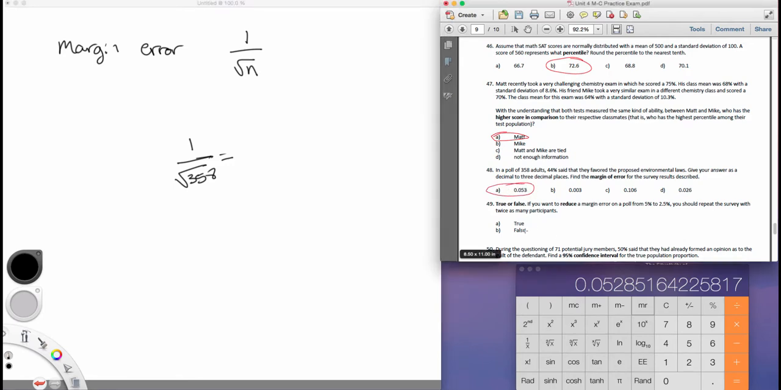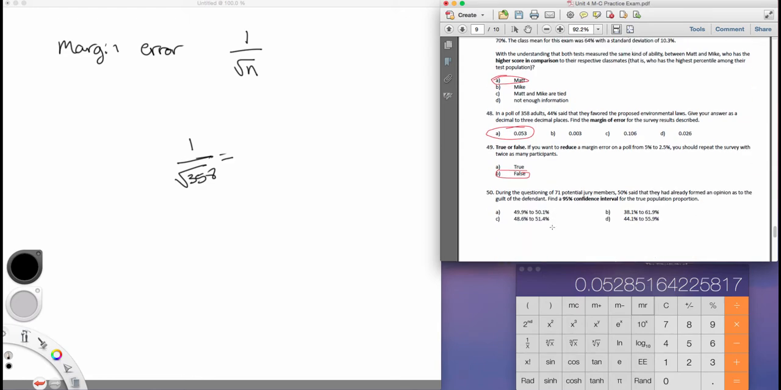Okay, 49. True or false? If you want to reduce the margin of error of a poll from 5% to 2.5%, so we're cutting our margin of error in half, we should increase the survey to twice as many participants. And actually, that is false. The reason is that if we were to double our participants, notice by taking the square root, our margin of error would only shrink by the square root of 2, or 1.4. If we want to halve it, we're actually going to have to multiply the sample size by 4, because the square root of 4 is 2, and that would halve our margin of error. So just think about that, because we're square rooting the sample size.